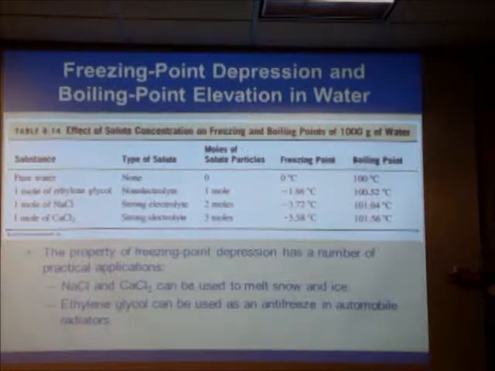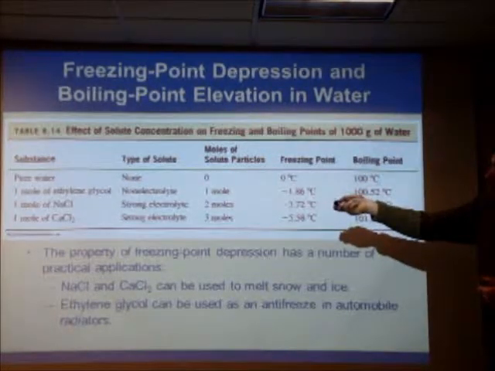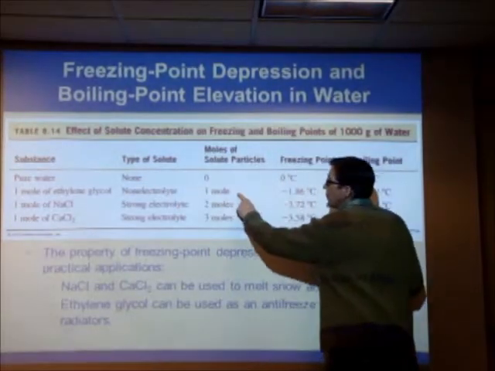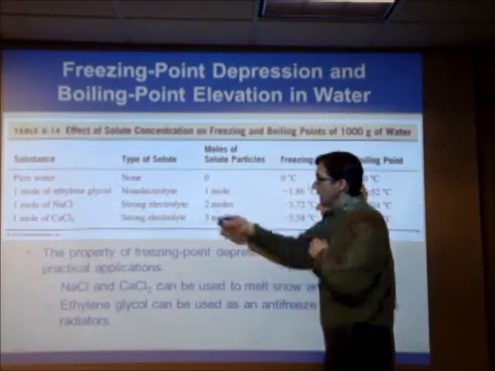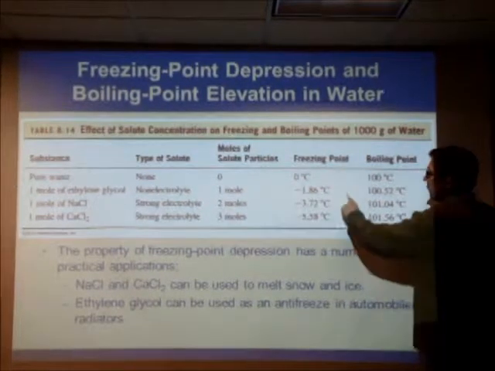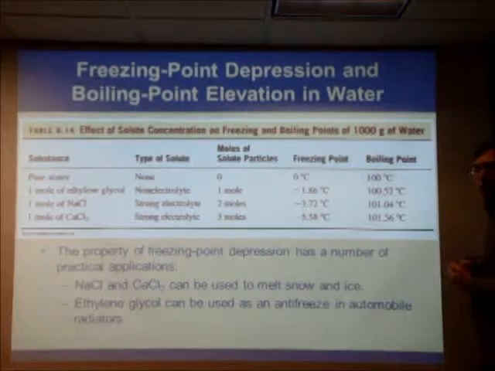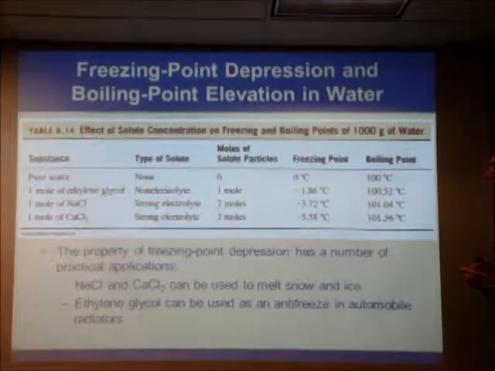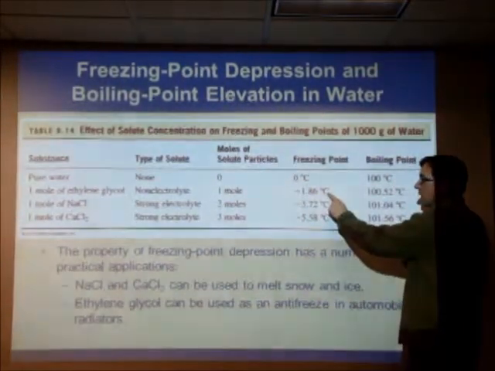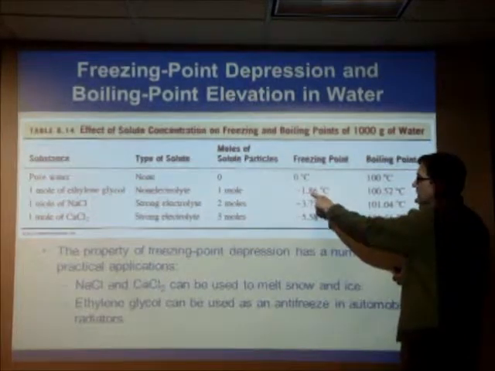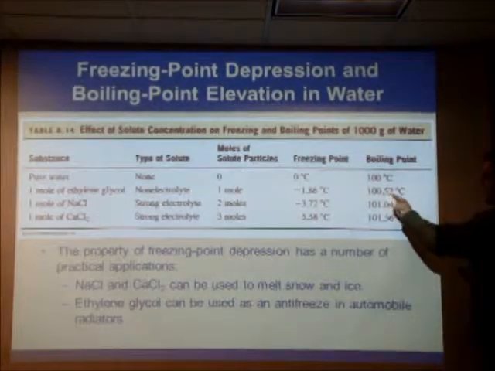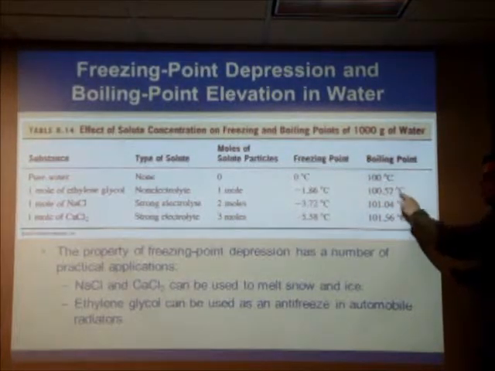Looking at some of these, ethylene glycol is a non-electrolyte that you can put into your car as an antifreeze. If you put in 1 mole of ethylene glycol, which gives 1 mole of particles since it's a non-electrolyte and doesn't break apart, the freezing point would drop by 0.86 degrees Celsius. So pure water is at 0 degrees Celsius, you put in 1 mole of ethylene glycol, and the freezing point drops to negative 0.86 degrees Celsius. And the boiling point would elevate to 100.52, so it went up just 0.52 degrees Celsius.